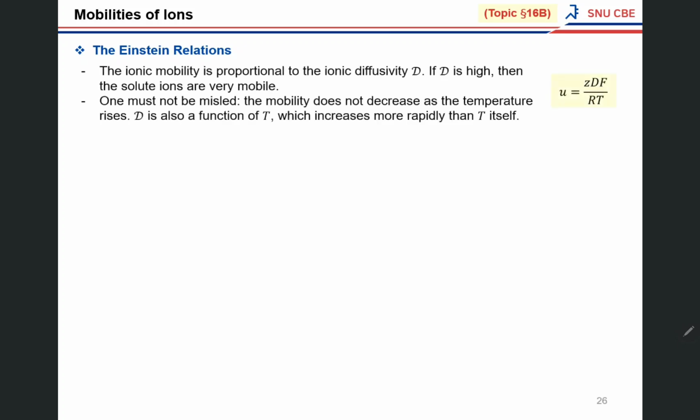Basically, the mobility is proportional to the ionic diffusivity according to this Einstein relation. If the diffusivity is very high, then the ions should be very mobile. But one thing you should be careful about is that the mobility does not decrease as the temperature rises. D is a function of temperature, which increases more rapidly than the temperature itself.